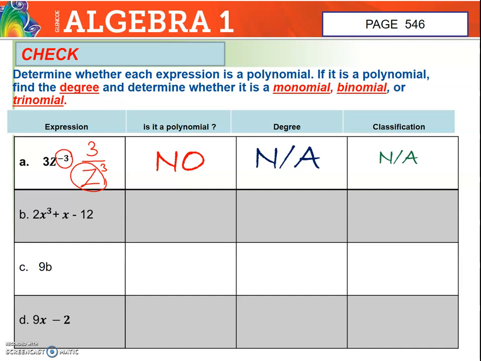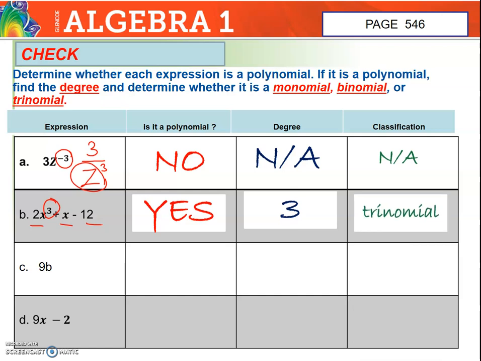B, 2x to the power 3. It all has a positive exponent, so it makes it a polynomial, and the highest degree is 3, and it has 3 terms. So we say a polynomial, 3, and the classification as a trinomial.